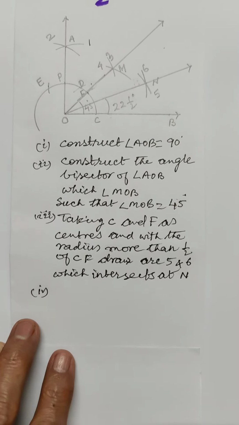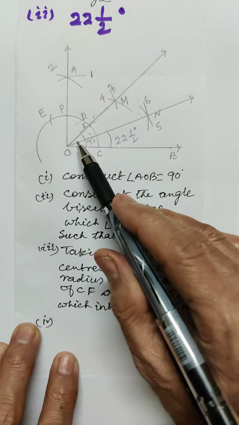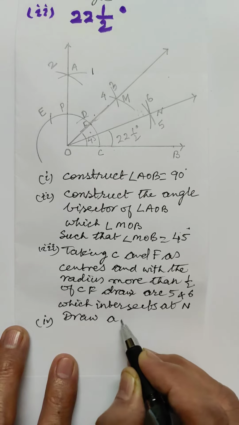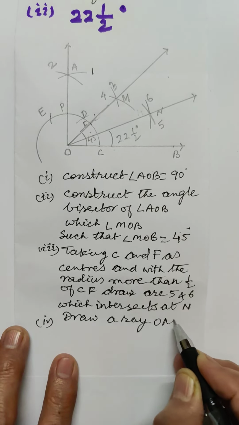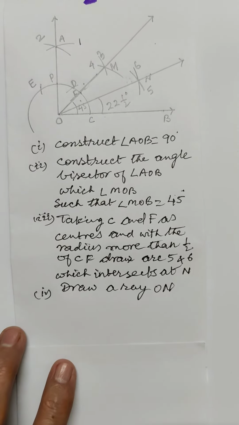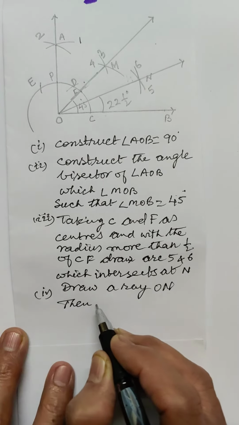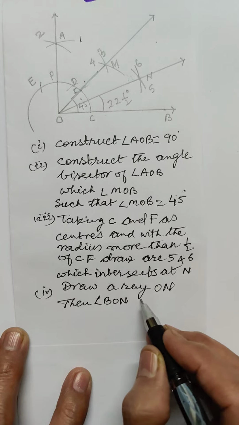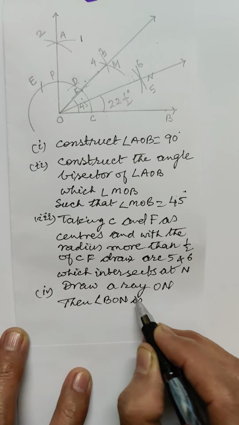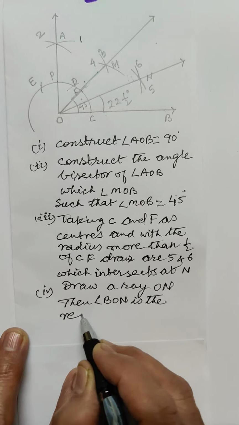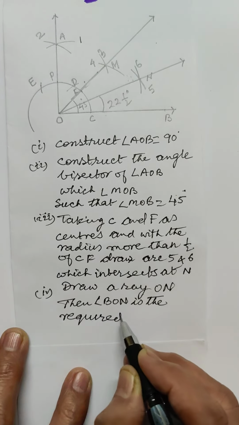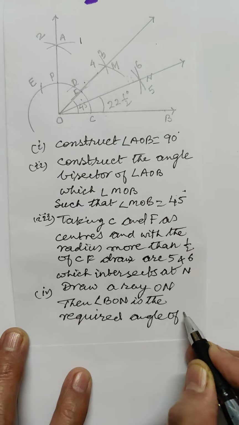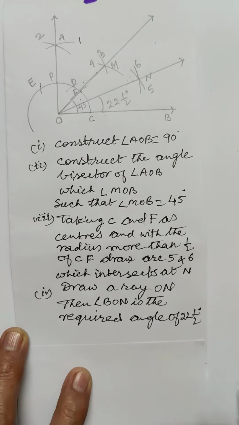Draw a ray ON. Then angle BON is the required angle of 22.5 degree.